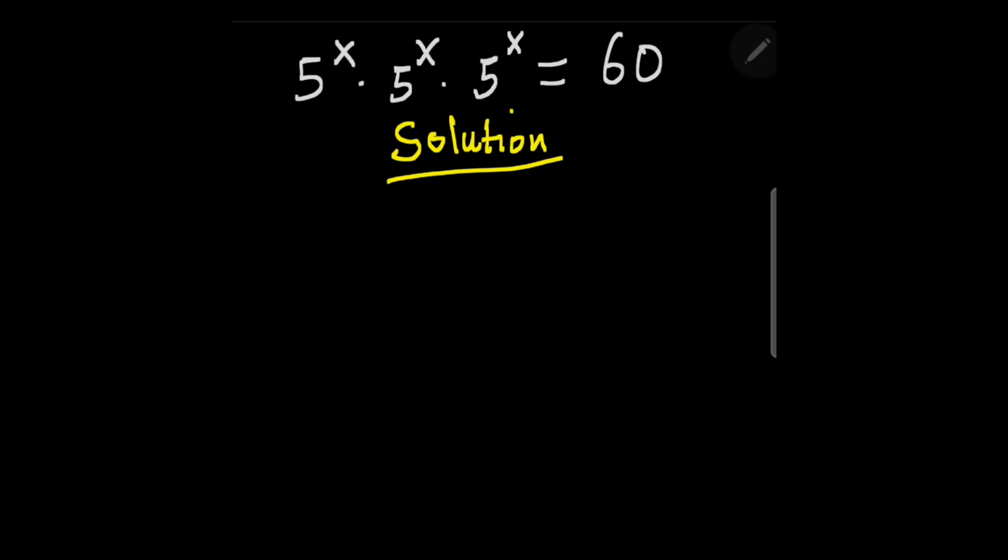We're going to solve for the value of x from this exponential equation. We're given that 5 raised to the power of x multiplied by 5 to the power of x multiplied by 5 to the power of x is equal to 60. Then what is the value of x that will satisfy this equation?